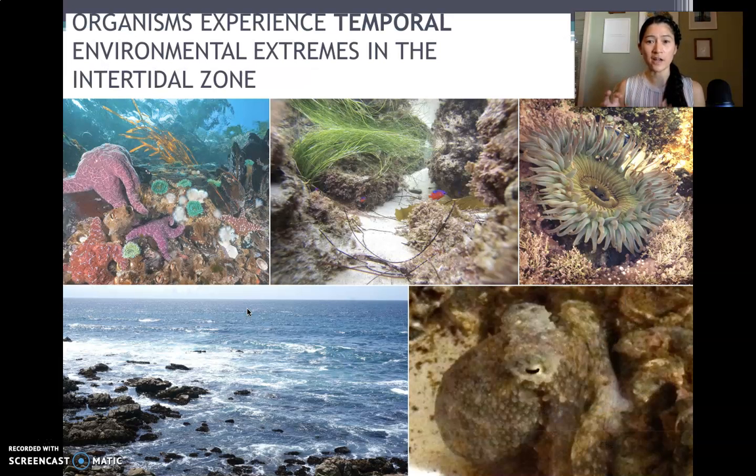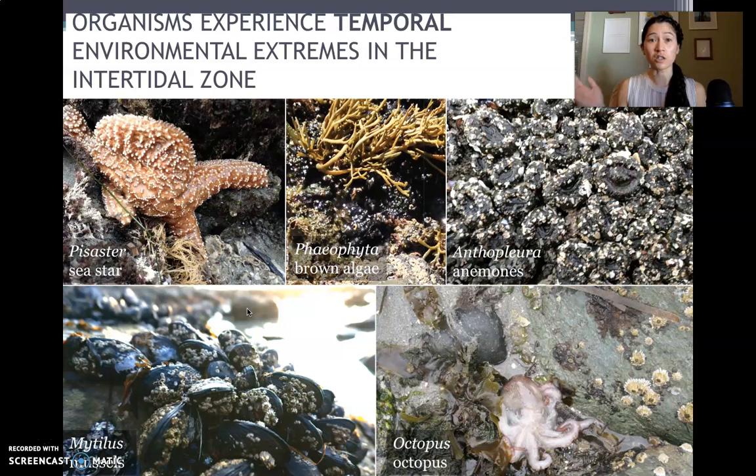So for a little bit of background about the intertidal zone itself, organisms in the intertidal zone experience what we call temporal environmental extremes, and that's because of the timing of the tides. So in all of these pictures here, these different organisms are submerged or underwater during high tide when it's relatively cool. And then during low tide, when the tide goes out, all of these organisms are now exposed to air, including the mussels shown down here on the bottom left.